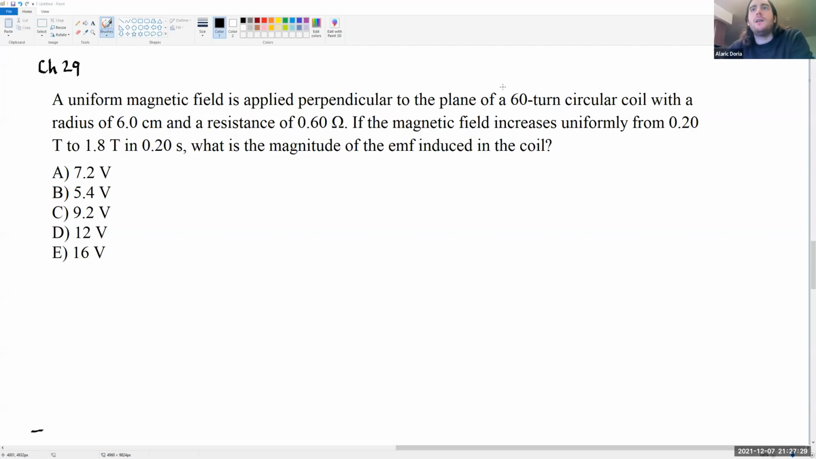All right, we're here with a chapter 29 question. A uniform magnetic field is applied perpendicular to the plane of a 60-turn circular coil with a radius of 6 centimeters and a resistance of 0.60 ohms. If the magnetic field increases uniformly from 0.2 Tesla to 1.8 Tesla in 0.20 seconds, what is the magnitude of the EMF induced in the coil?